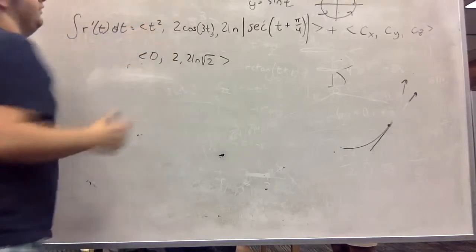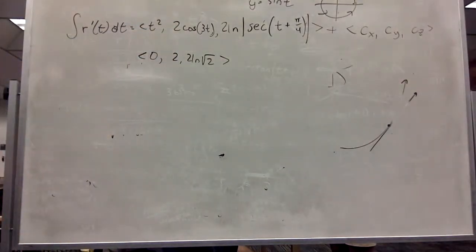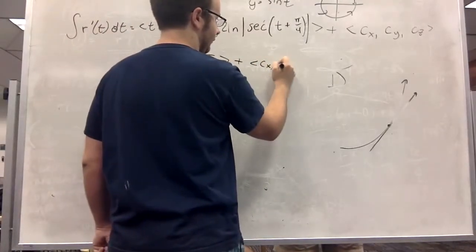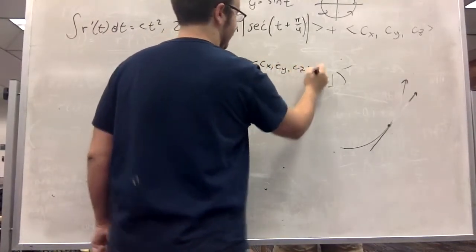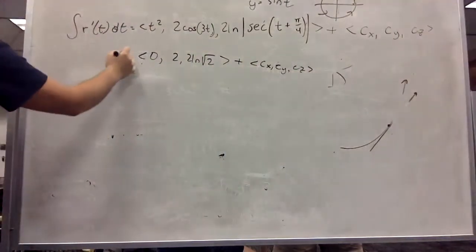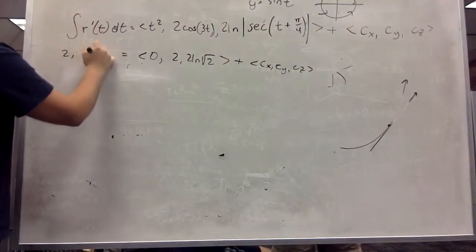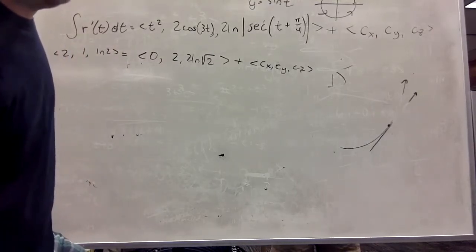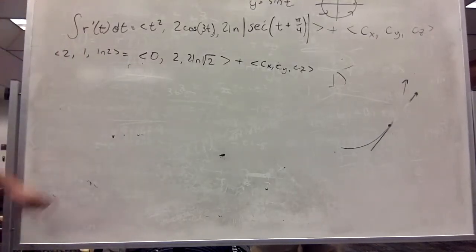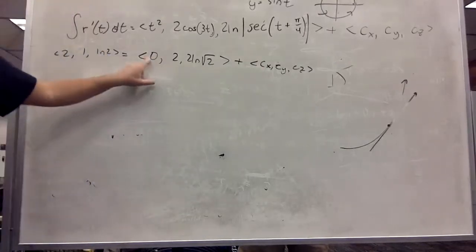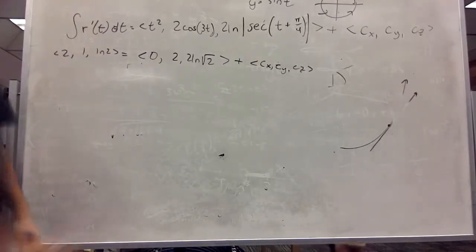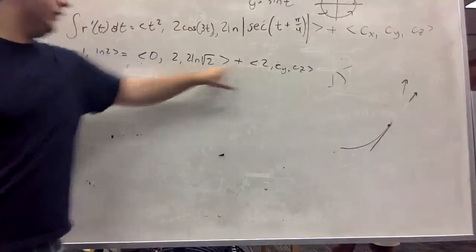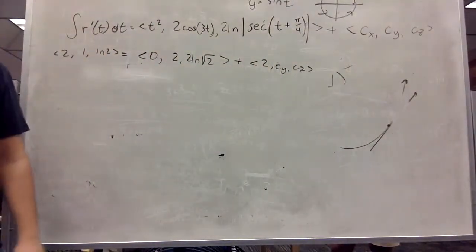I'll save you the time: the secant of pi over 4 is root 2. And we're going to say, when we add this c vector, cx, cy, cz, it should equal 2, 1, ln of 2. Right? 2, 1, ln of 2? Okay. What should cx be so that when it's added to 0 it gives me 2? 2. What should cy be so that when it's added to 2 it gives me 1? Negative 1.